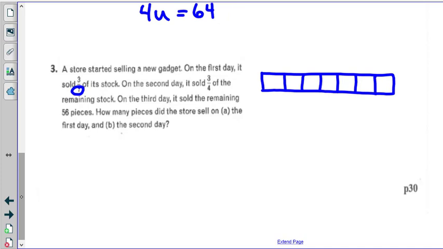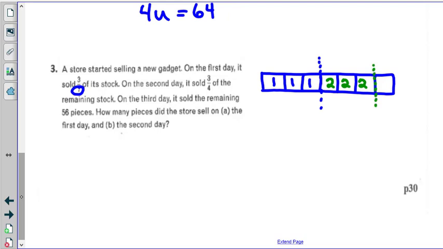One, 2, 3, 4, 5, 6, 7. So on the first day, it sold 3/7, right? So this is day 1. On the second day, it sold 3/4. Well, isn't that nice? We have 4 boxes left here. So on this second day, it sold 3 out of the 4 that it had here, right?